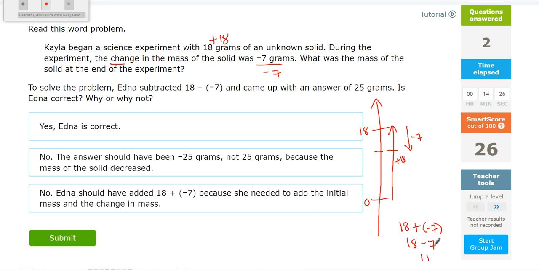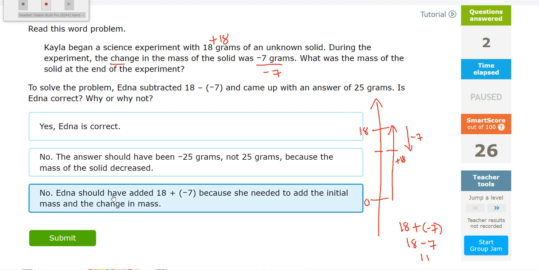So if we think about this, was Edna correct? Well, Edna said 18 minus negative 7 is positive 25, and that's not what's happening in this problem. The change added to the 18, but adding a negative means subtraction, so you really subtracted. 18 minus 7 is 11, so she was wrong. No, Edna should have added 18 plus negative 7 because she needed to add to the initial amount because it was a change.